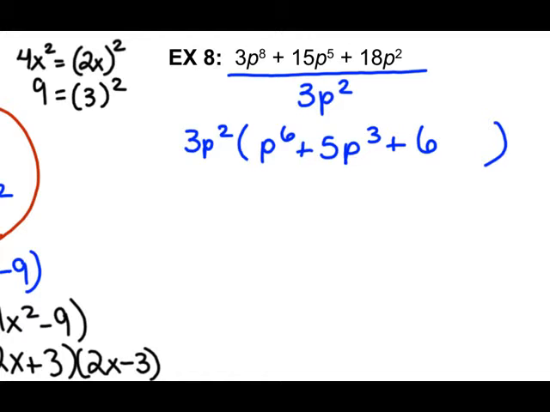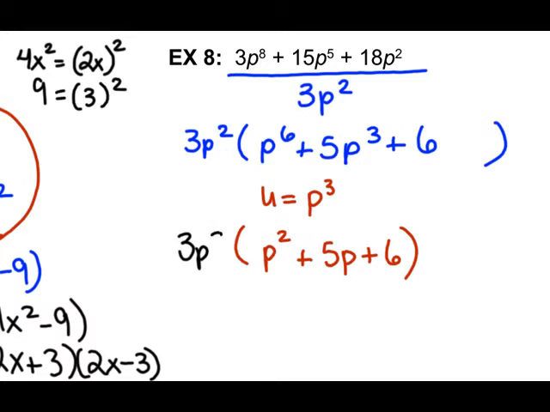Well, I'm good there. But now I notice I have p to the 6th and p to the 3rd and a constant. Well, that looks a lot like an x squared plus x plus constant problem. But the 6 and the 3. Well, 6 is double 3, so maybe I can use U-substitution again. This time I'm going to let u represent p cubed. Now when I do that, what I'm left with is p squared, because 2 times 3 is 6, plus 5p plus 6. I do not forget my 3p squared that I originally pulled out.